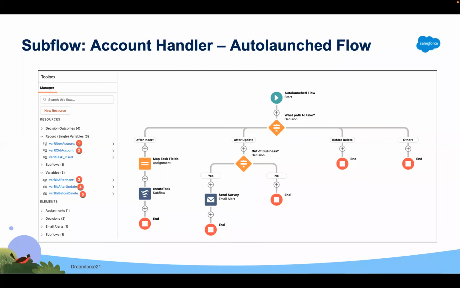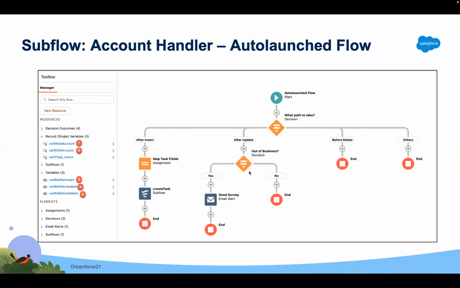Now, if you look at this handler very carefully, you may notice that there are three paths here: after insert, after update, and before delete. But how am I able to identify whether it is after insert, after update, or before delete? If you look here carefully, I have three variables, which are after insert, after update, and before delete, which I am checking here in the decision element. If after insert is true, it has to go to this path. If after update is true, then go this path, and if before delete is true, go this path.